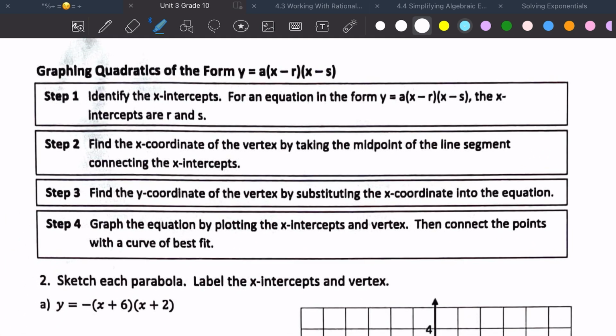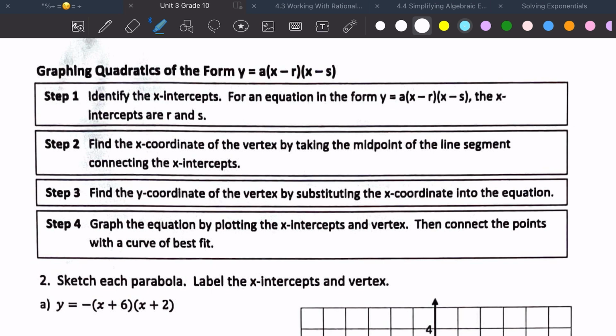So if we're graphing, here are some steps that are going to make it a little easier for you. Immediately looking at the equation, you can identify the x-intercepts, based on the rule we now know: R and S, and basically the signs are just flipped. Using those, how can we find the vertex? We need to use an axis of symmetry equation, which I think is new. I don't think we've done that together.